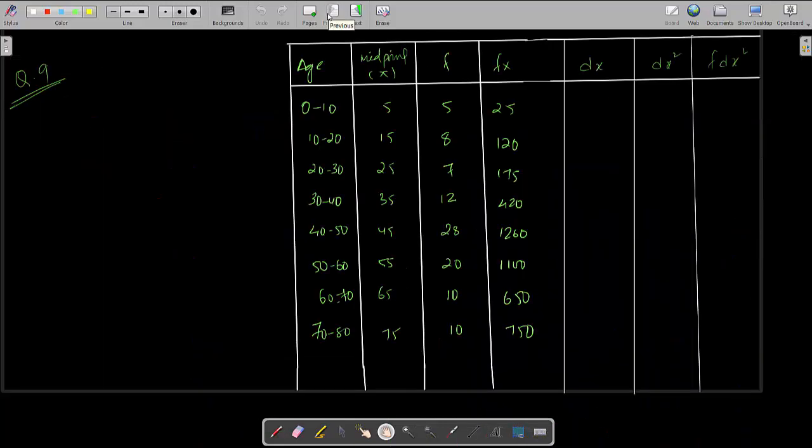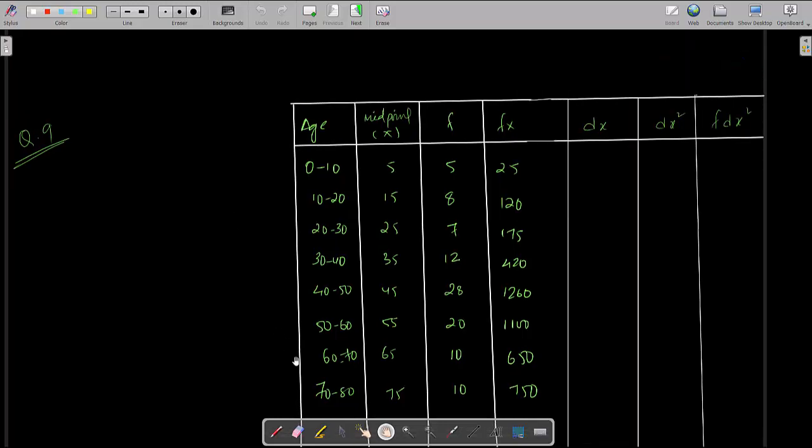Alright, question number 9. Even in question number 9 here, I've actually made a table for the shortcut method. So let's solve this in the shortcut method, okay? Not in step deviation. First, let's solve this in the shortcut method, and thereafter, if time permits, we will try to solve it in step deviation as well. Let's just write down here shortcut or assumed mean method.